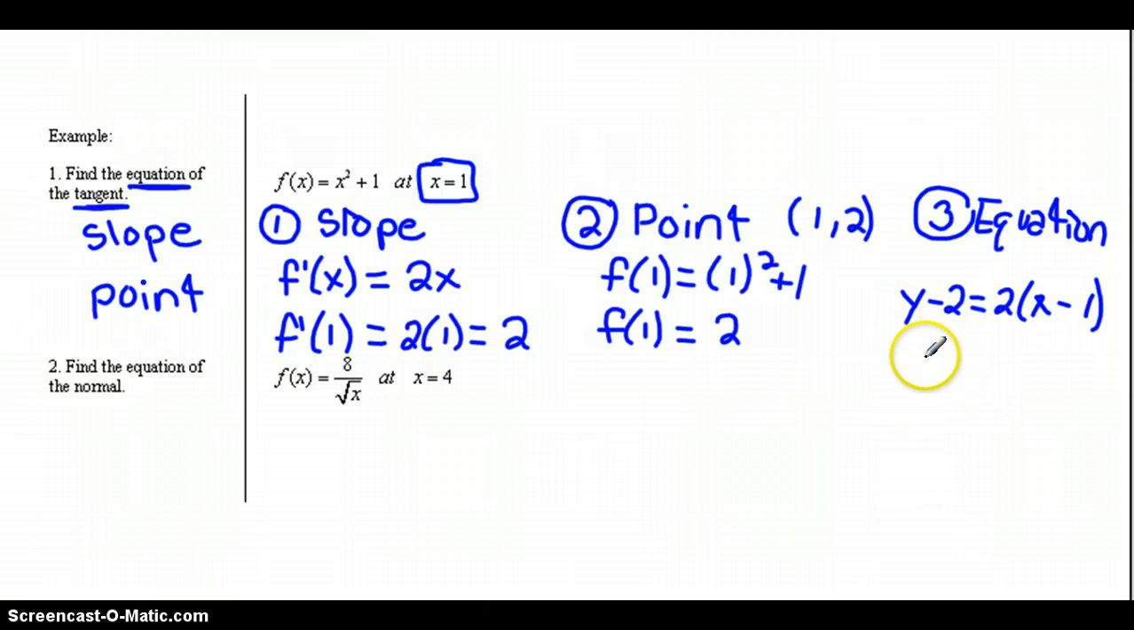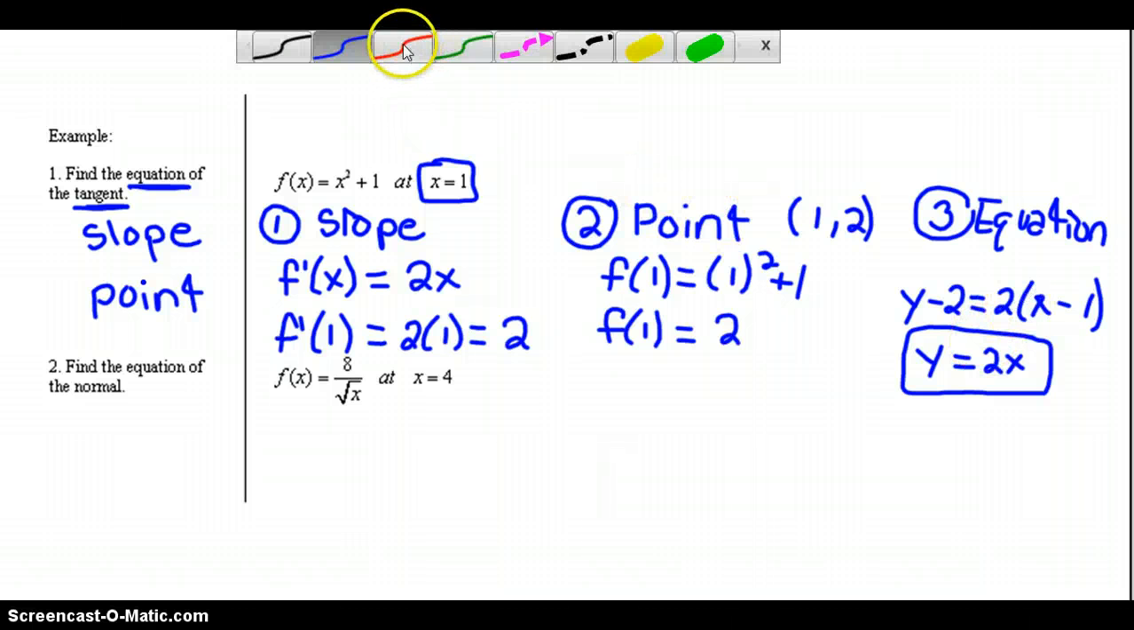Of course, I can make it look a little bit nicer. I can move the 2 over, so now I've got my 2x as my slope. If I distribute this 2, I get negative 2, and then I add this 2 over, well, then I get 0. So my equation is actually just y equals 2x. Beautiful. That's my equation of my tangent line.